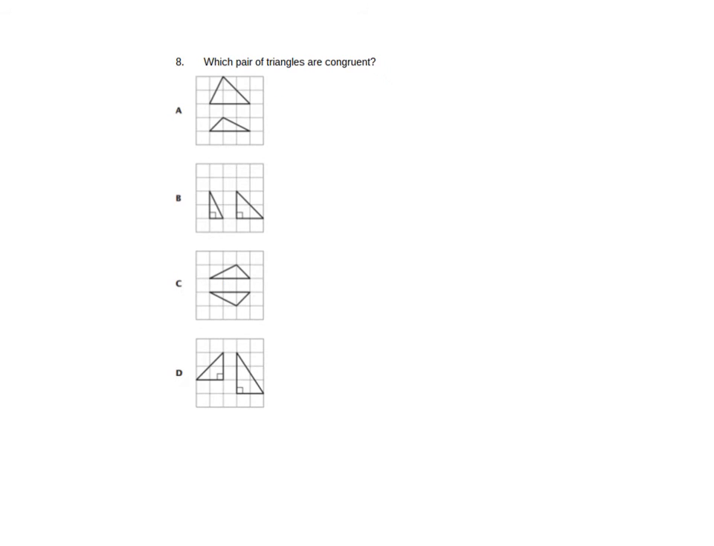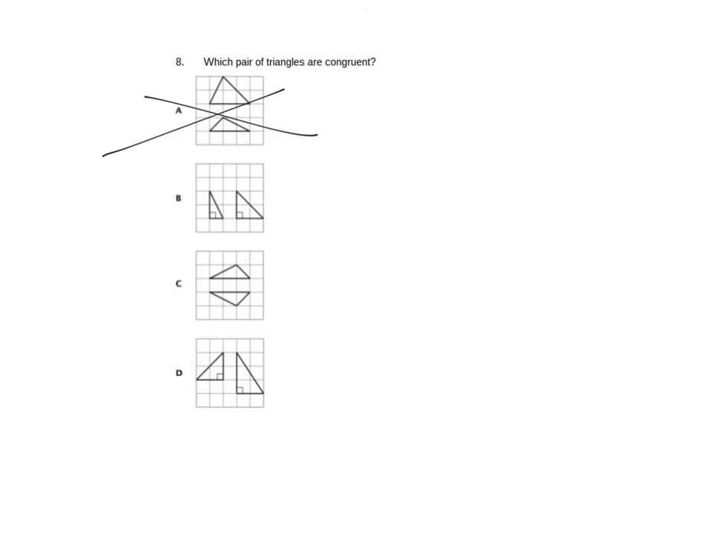Which pair of triangles are congruent? Well, what does congruent mean? Congruent means equal, okay? So congruent means equal. Is triangle A that goes up 1 and over 2 the same as this one that goes up 2 and down 2? Nope, can't be that one.